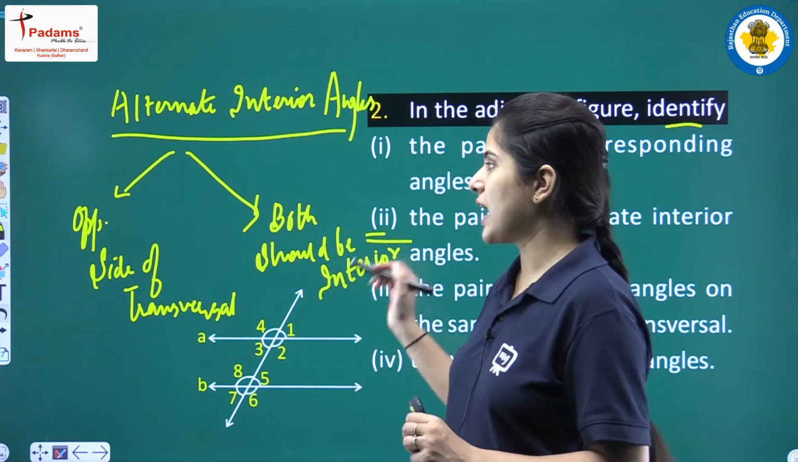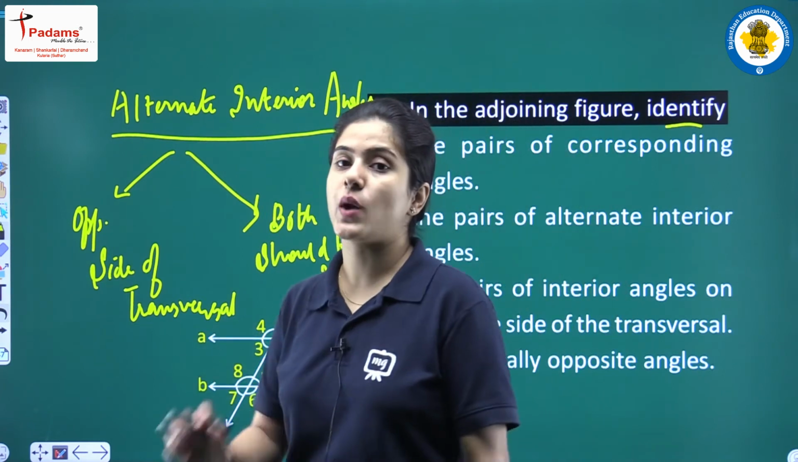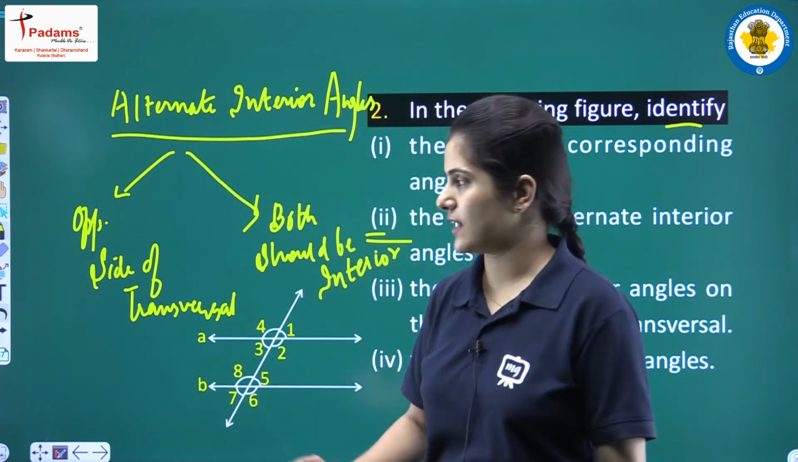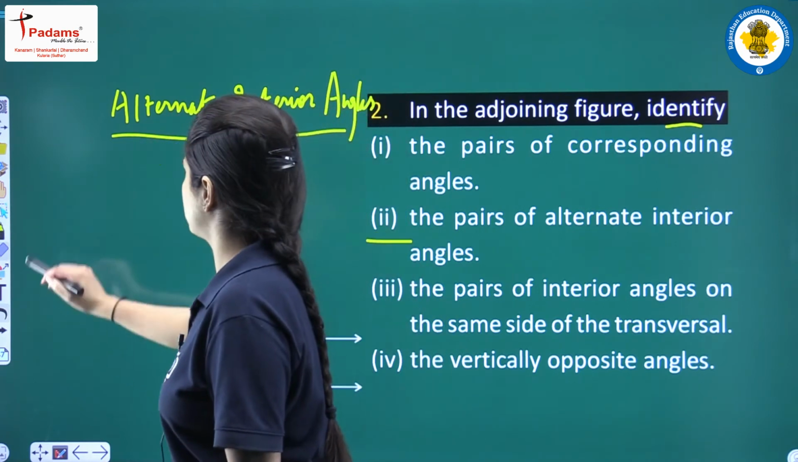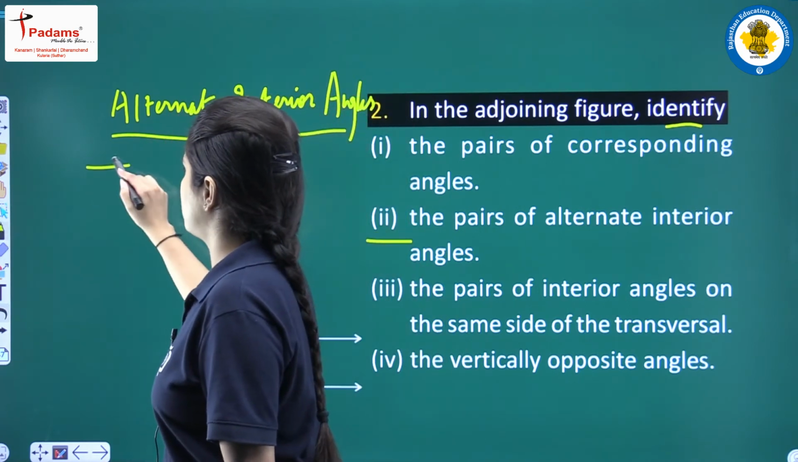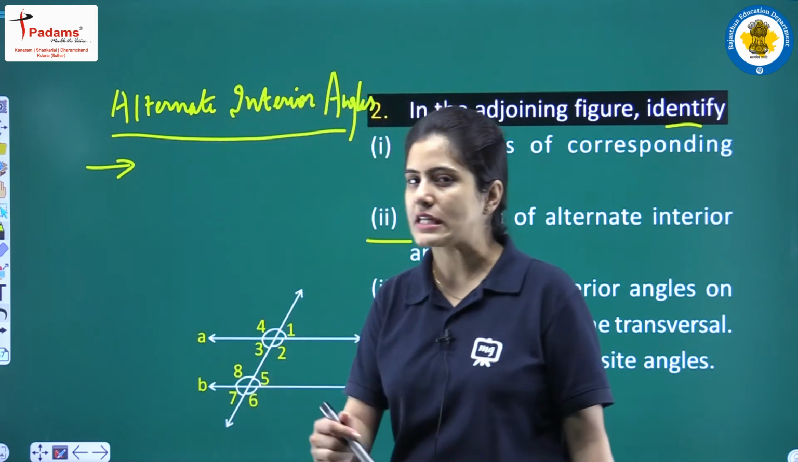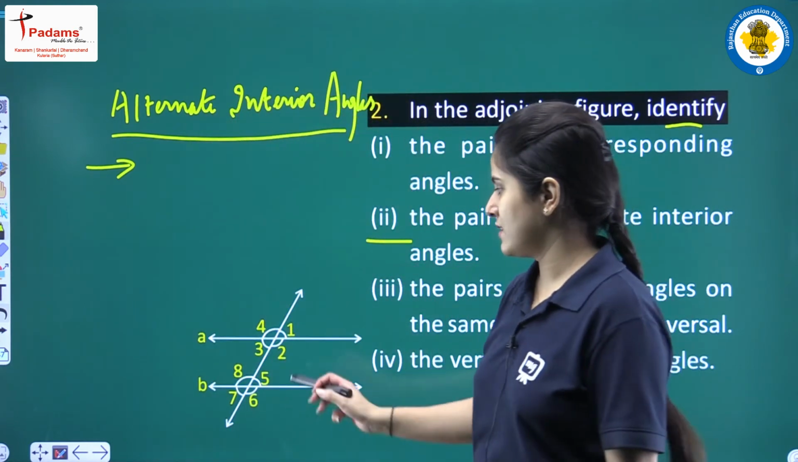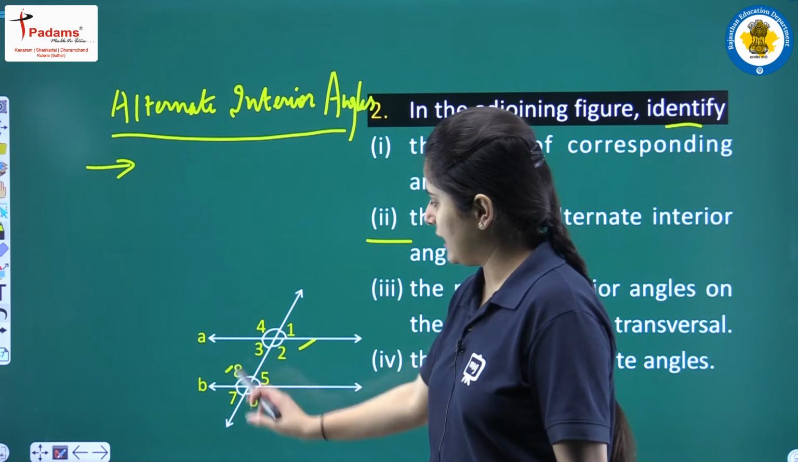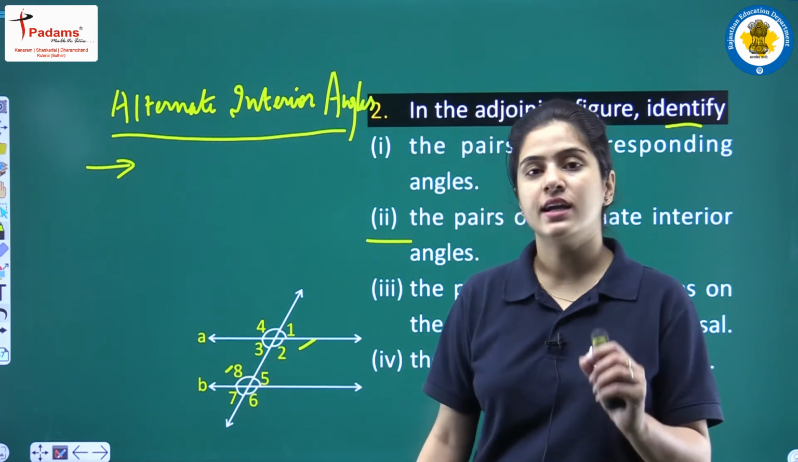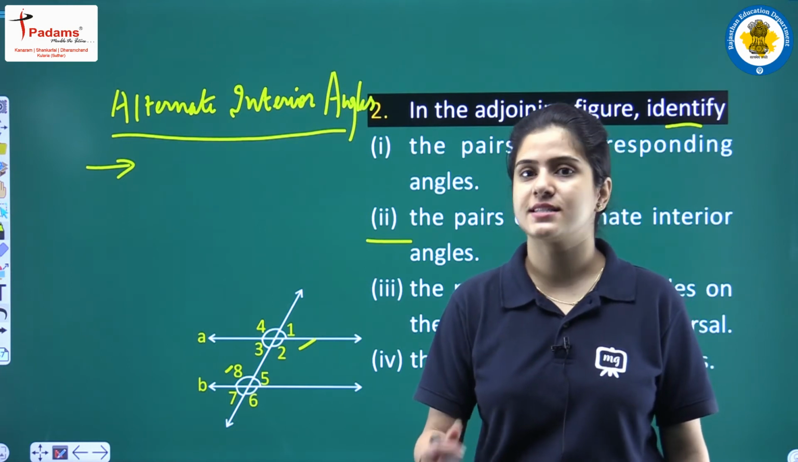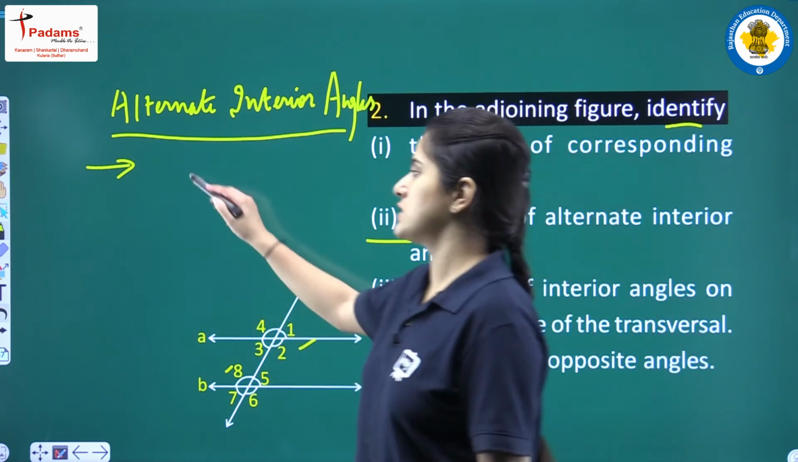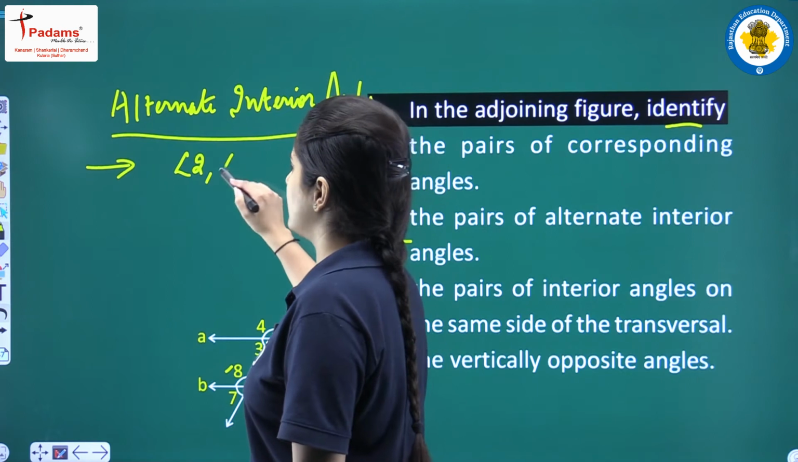Okay students, have a look. Now we have to identify alternate interior angles. So have a look students. The first pair of alternate interior angles is angle 2 and angle 8. These two angles are interior angles and these two angles are lying at the opposite sides of the transversal. So the first pair is angle 2 and angle 8.